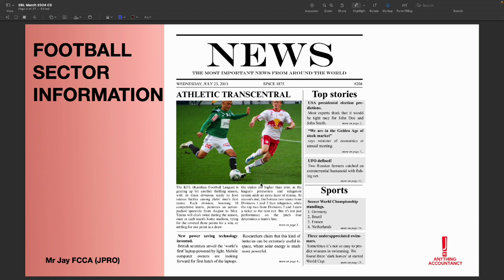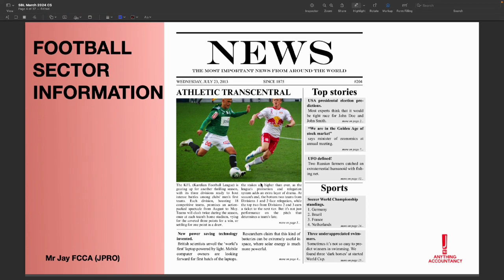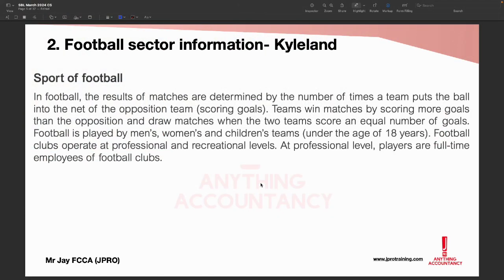Right. We're now going to look at the football sector information. Okay, you have all this information that's coming up. And one of the ideas here in KLAN, the sport of football, well, we know the sport of football. In football, the results of matches are determined by the number of times a team puts the ball in the net, the opposition scoring a goal. Teams win matches by scoring more goals than the opposition, draw matches when the two teams score an equal number of goals. Okay, you know the situation, you win as long as you got a higher goal score, and you draw otherwise. You got two outcomes there.